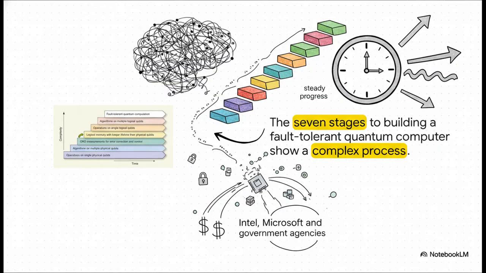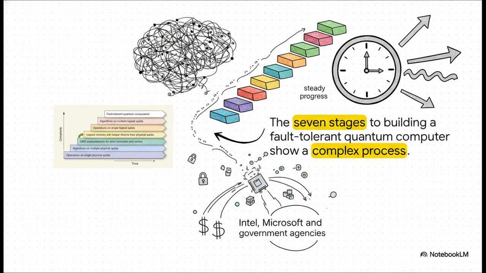And this slide really shows you just how complicated that Z part of the equation is. Building one of these things is incredibly hard. It's like a 7-stage rocket launch. And while nobody's gotten to the final stage yet, you've got huge players, tech giants, governments pouring billions of dollars into this.